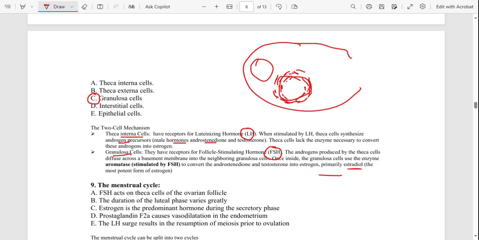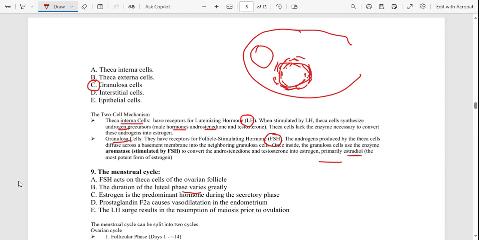So we had already described some of these. Follicle stimulating hormone acts on the theca cells. We already said that follicle stimulating hormone acts on granulosa cells, so that option is out. B. The duration of the luteal phase varies greatly. And we said that the luteal phase is actually the one that is constant, 14 days. It doesn't vary unless the other phases vary. Okay. And then we have got these other three options.